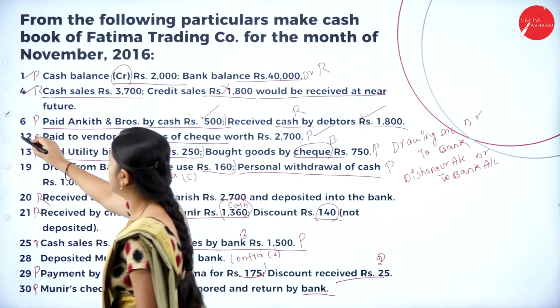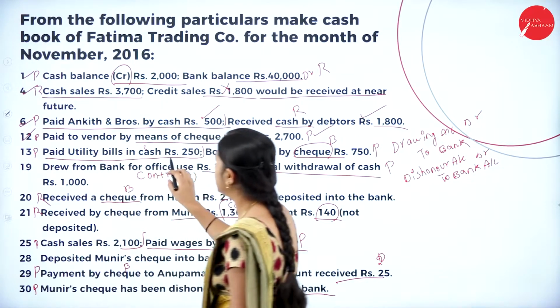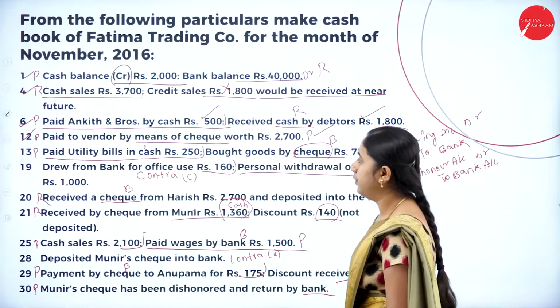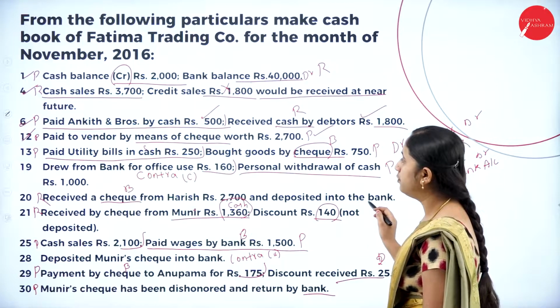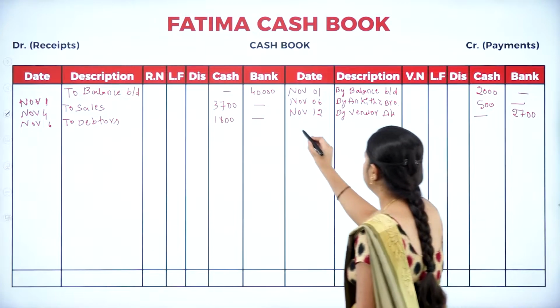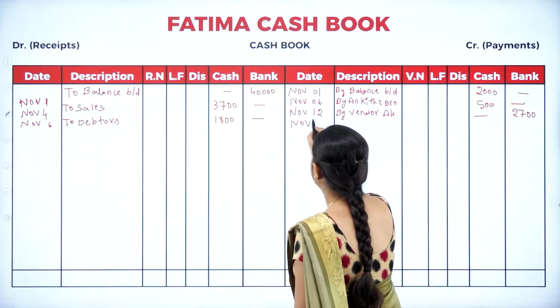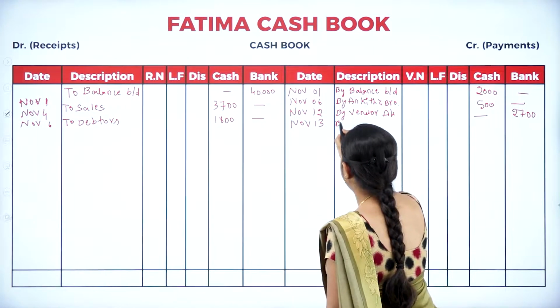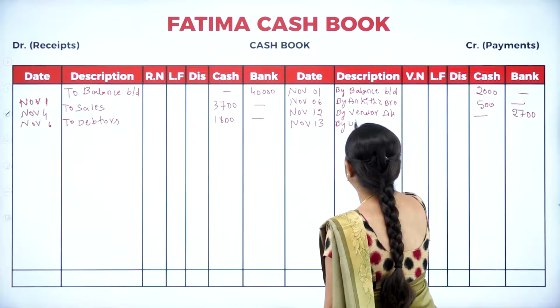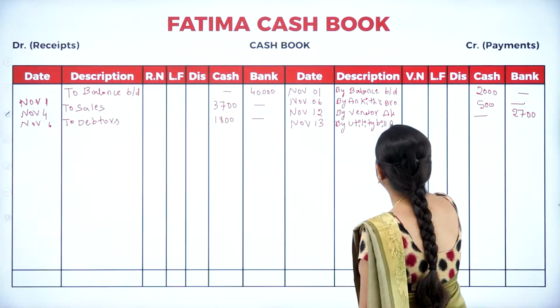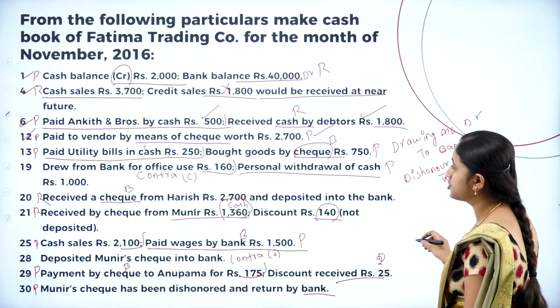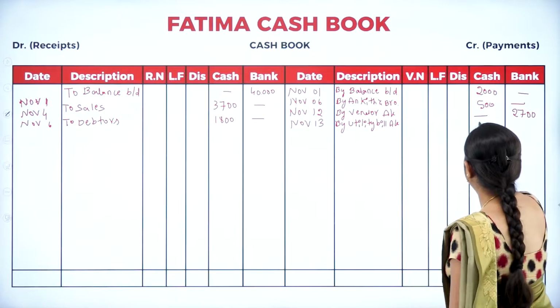Next, paid utility bill in cash 250. Payment side, by utility bill account 250, amount in cash column. November 13, by utility bill account, amount in cash column rupees 250.